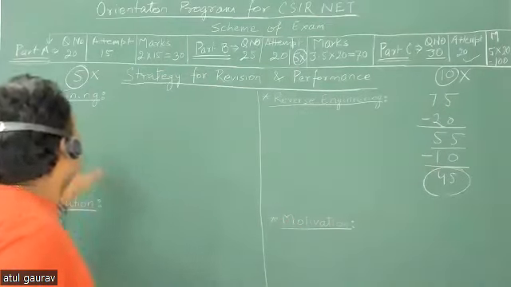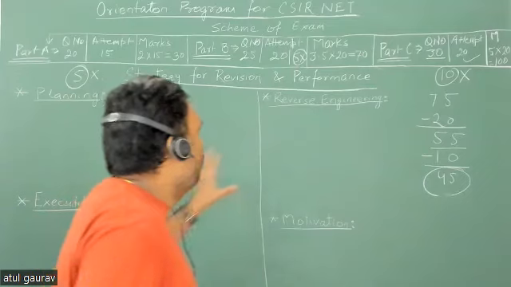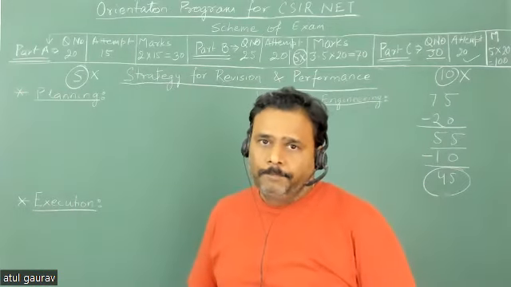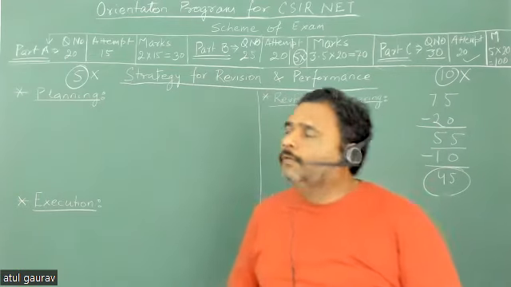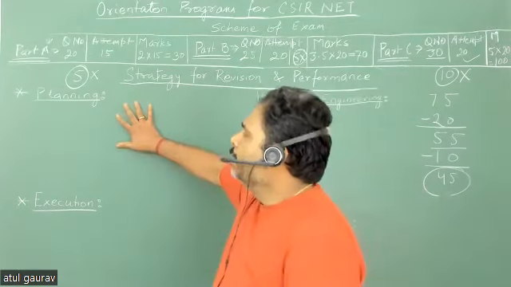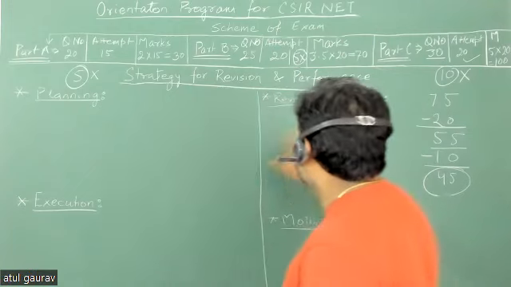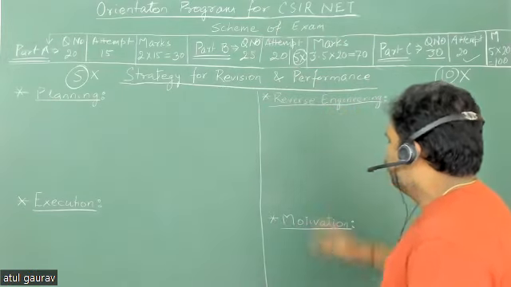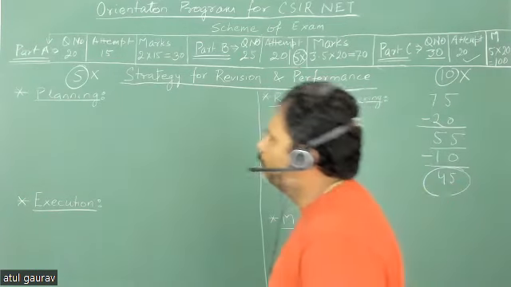Let me explain my thought process about all these 4 things. If you want, you can note them down also because it will be helpful for you. Now, what is planning, how do you execute this planning, and how will you do the reverse engineering for reduced error. And last, we will talk about motivation.